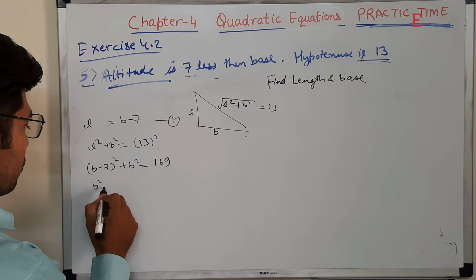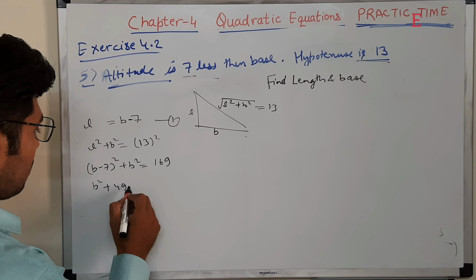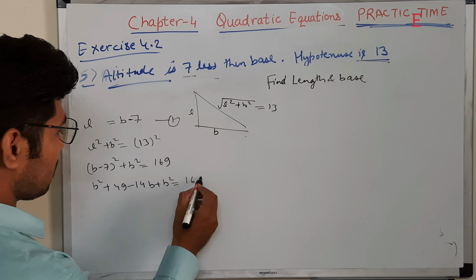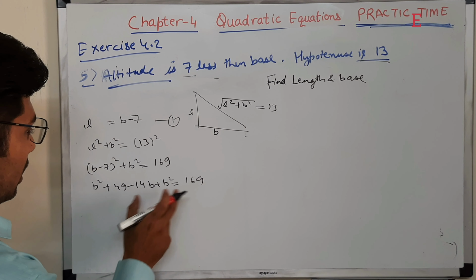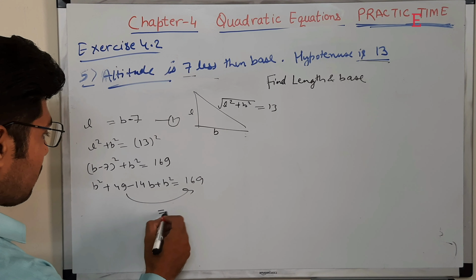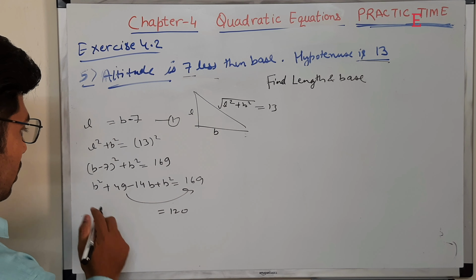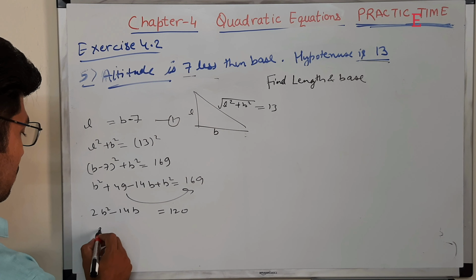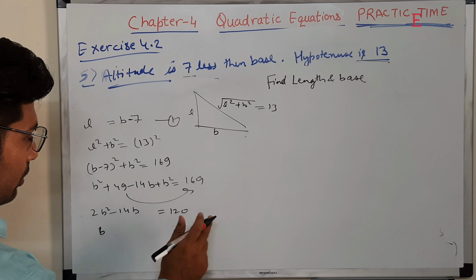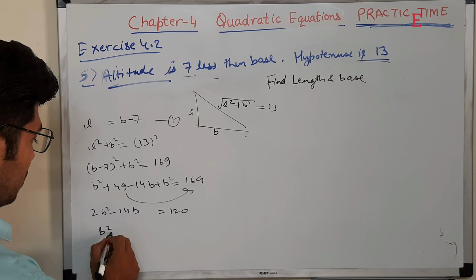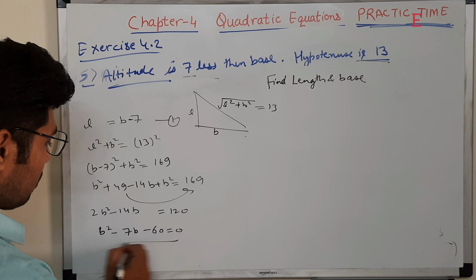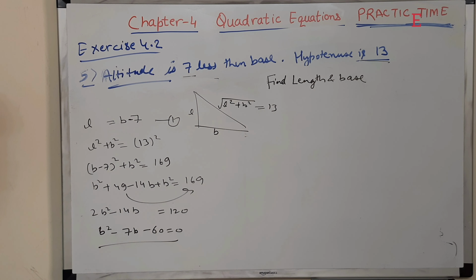So it will be b square plus 49 minus 14b plus b square is equal to 169. You put it here, it will be 2b square minus 14b. Take 2 common, or divide the complete equation by 2. You will get b square minus 7b minus 60 is equal to 0. Now this one we need to solve.